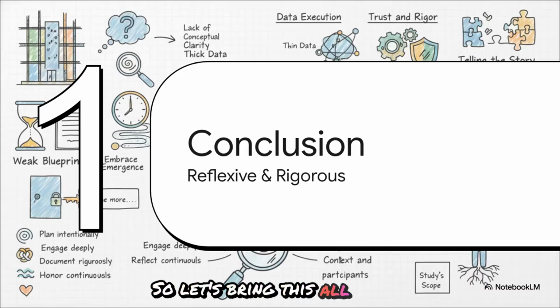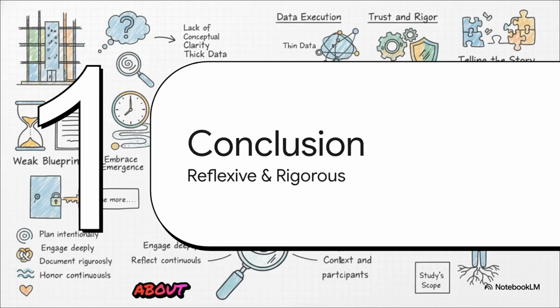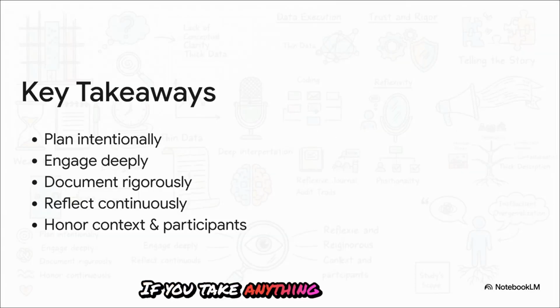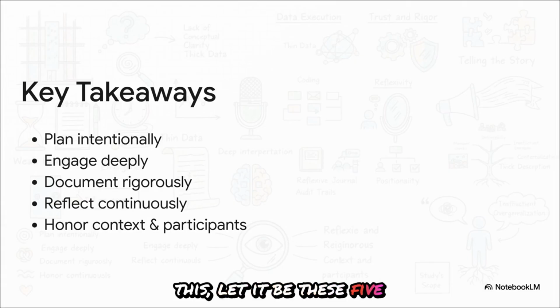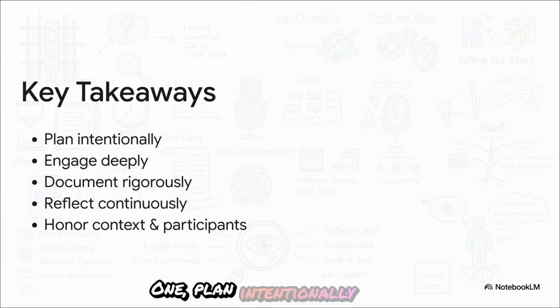So let's bring this all home. Becoming a high-quality qualitative researcher isn't about memorizing a checklist of things to avoid. It's about cultivating a thoughtful, disciplined, and reflective practice. If you take anything away from this, let it be these 5 things. 1. Plan intentionally right from the start. 2. Engage deeply with your participants to get that rich data. 3. Document everything rigorously to build trust. 4. Reflect continuously on your role in the process.